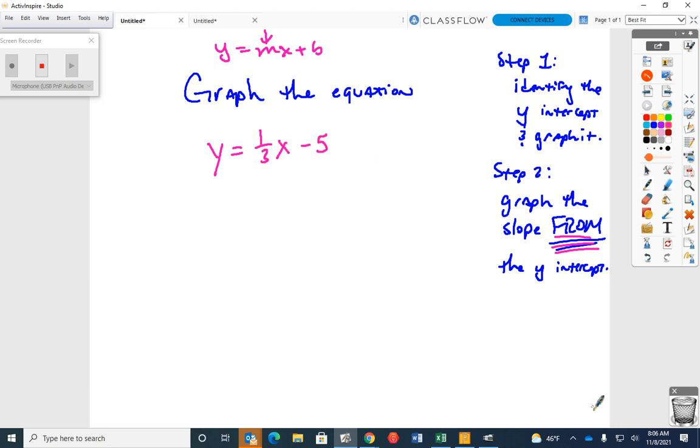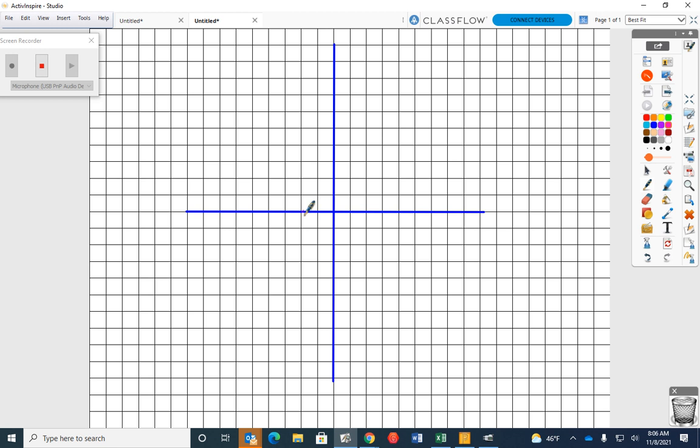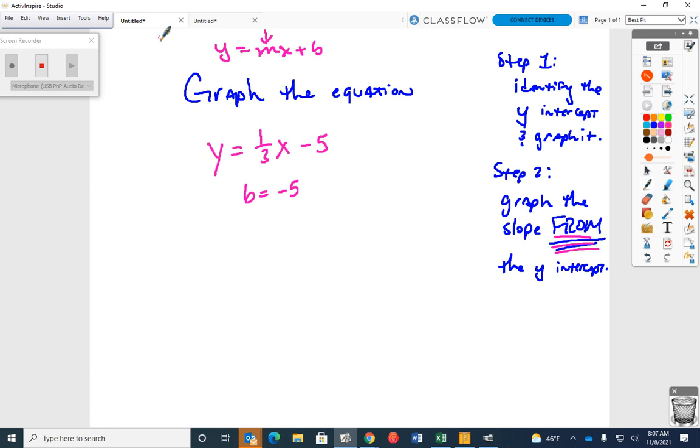Jane, step 1, what do I do? You identify the y-intercept. What's the y-intercept? -5. And I graph it, right? Yep. So 1, 2, 3, 4, 5, right here, right? Wait, is this the right? No. Where? You go down. Okay. I may or may not have been trying to trick you. Okay. All right, step 2.